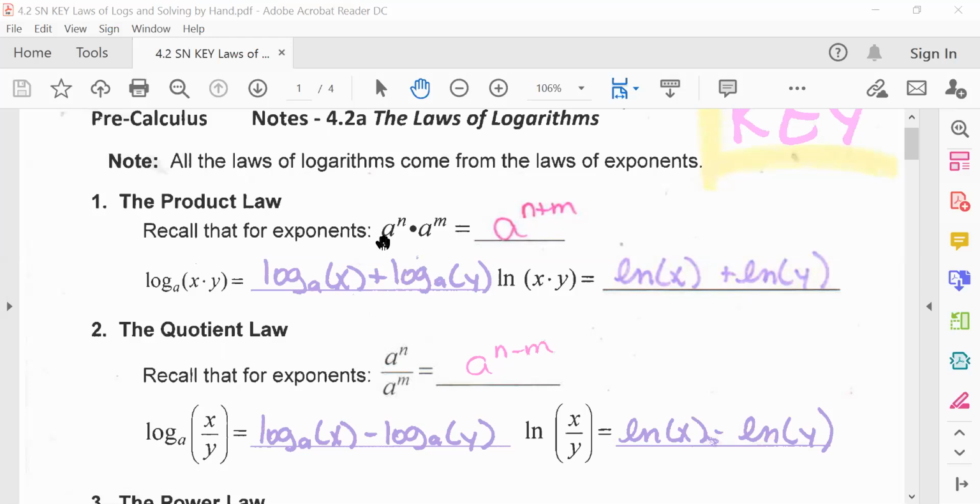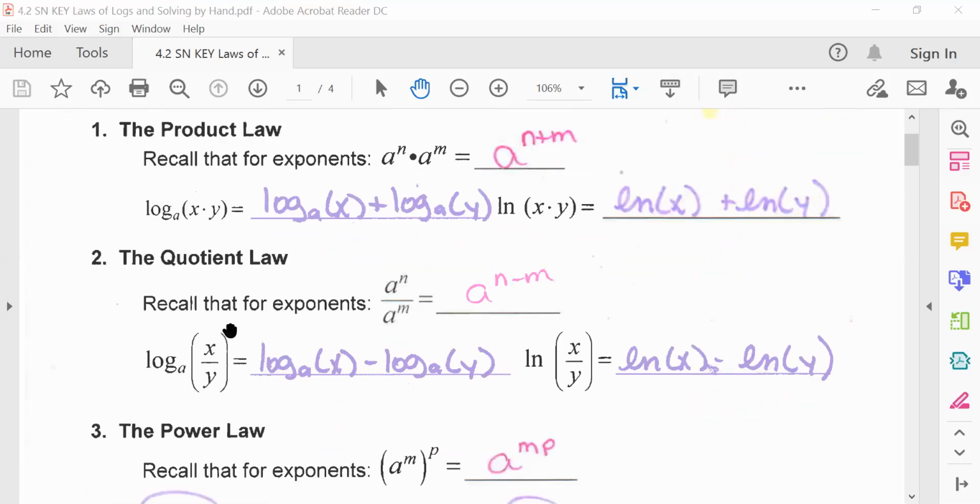Okay, so bases of exponents that are multiplied, a log of factors that are multiplied. We add the exponents, we add the individual logs. Okay, same thing works if we're doing natural log. Natural log of two things multiplied becomes two natural logs added. Okay, does that make a little sense there?